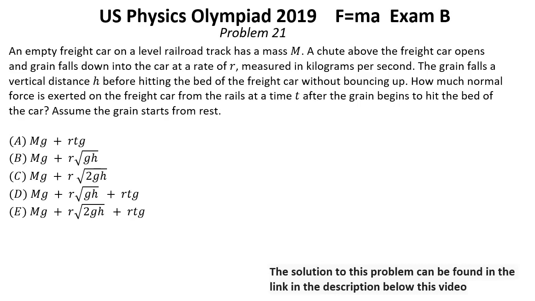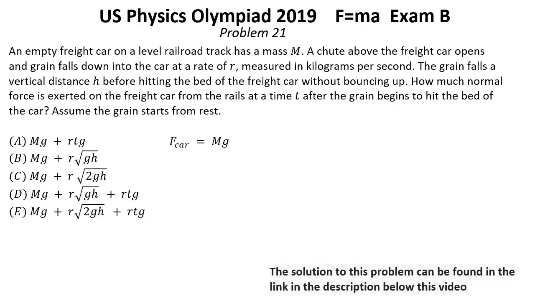Solution for problem number 21. The upward normal force on the freight car must equal the total downward force experienced by the freight car. The freight car experiences three downward forces. First, the freight car's own weight, which is big Mg. Second, the weight of the grain accumulating in the freight car.